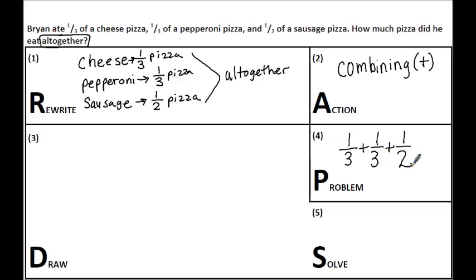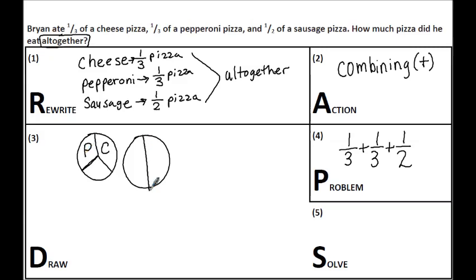Now, even though it says 1/3 of a pepperoni pizza, we don't have a number associated with that pepperoni pizza, so we can't take 1/3 or fraction of something. That's why it's combining instead of the fraction of model. So I'm going to draw this out. I have 1/3 of a cheese pizza. I have another third of pepperoni. So those are the same size pieces because they have common denominators. But I can't really draw the sausage on the same pizza because the sausage doesn't have the same common denominator as the pepperoni and cheese.